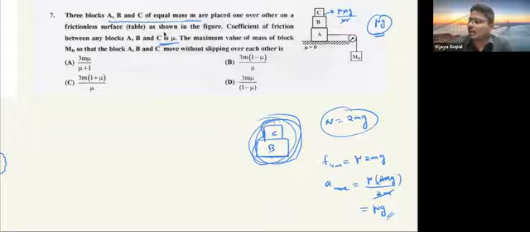Here it became easy, but when they want to create a tough question, I'm giving an example. Let's say in the first case I got mu g, and here I got mu g by 3. Then what do you have to do? Tell me. Here I got mu g.